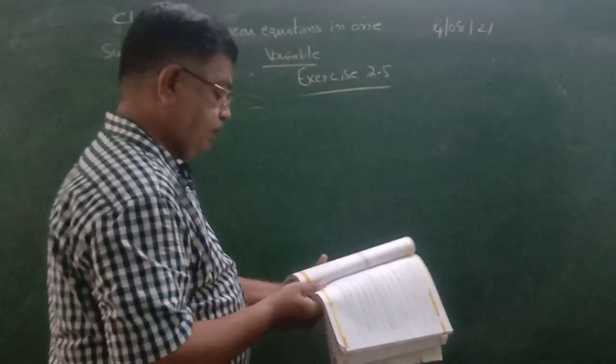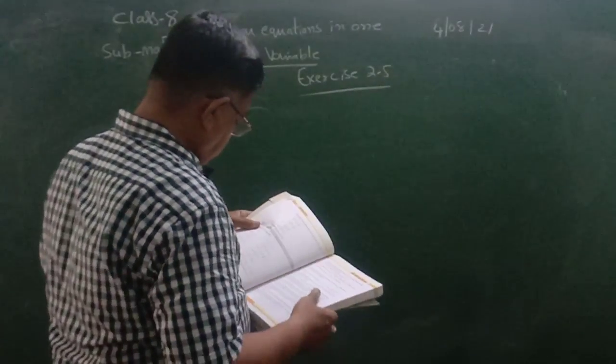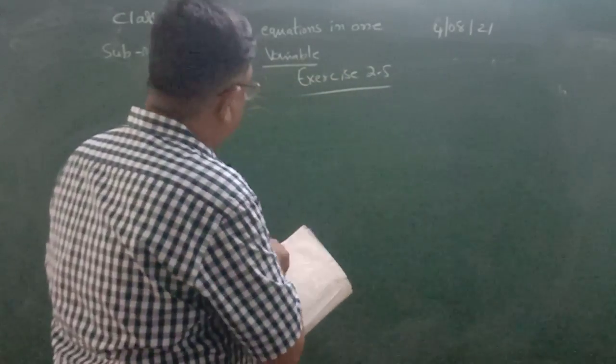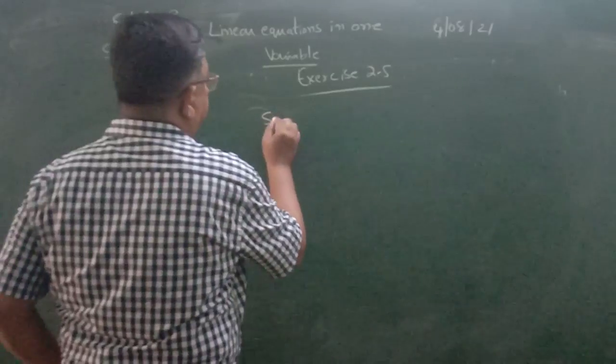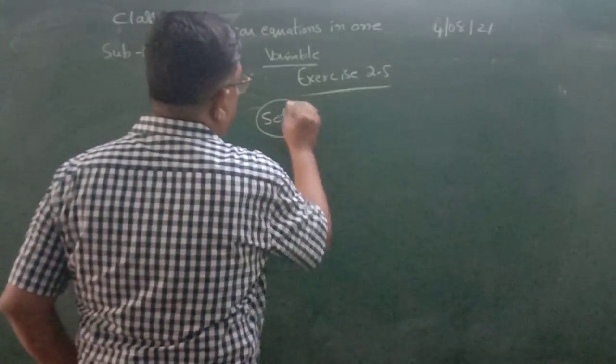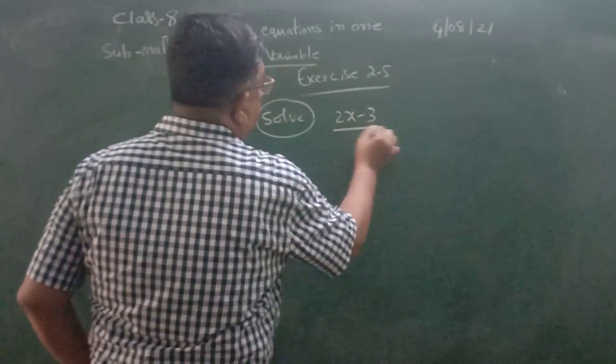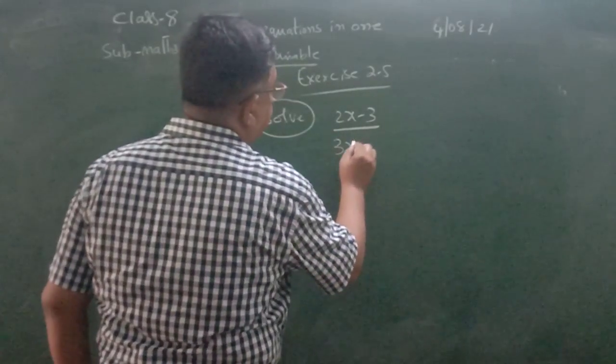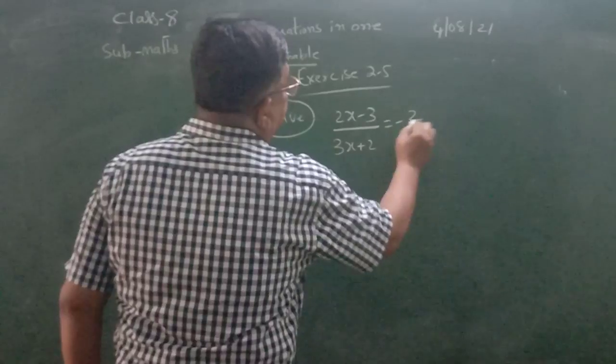Next, the 7th one you try as homework. The 8th one I am doing now. Solve (2x minus 3) by (3x plus 2) is equal to minus 2 by 3.